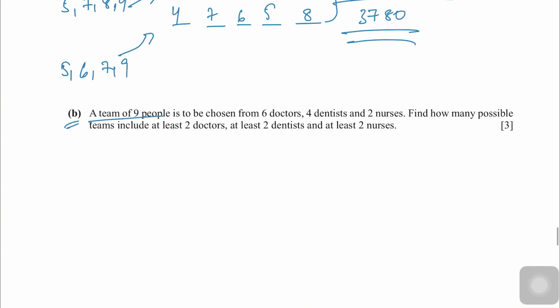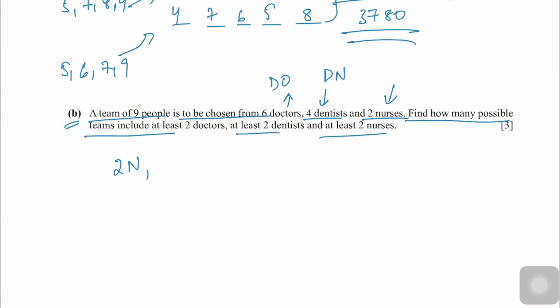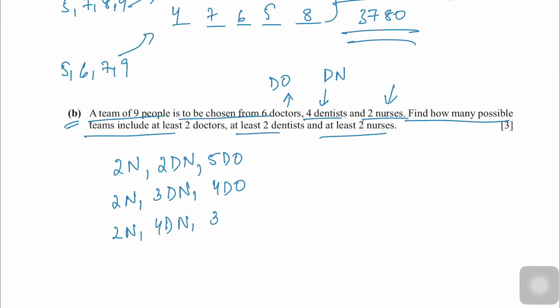Now in part B, we have a team of 9 people to be chosen from 6 doctors, 4 dentists, and 2 nurses. Find how many possible teams include at least 2 doctors, at least 2 dentists, and at least 2 nurses. Now we have a constraint of 2 nurses, so 2 nurses are necessary. We'll take dentists as DN and doctors as DO. So let's take two nurses, two dentists, and five doctors. Another combination can be two nurses, three dentists, and four doctors. Another combination can be two nurses, four dentists, and three doctors.